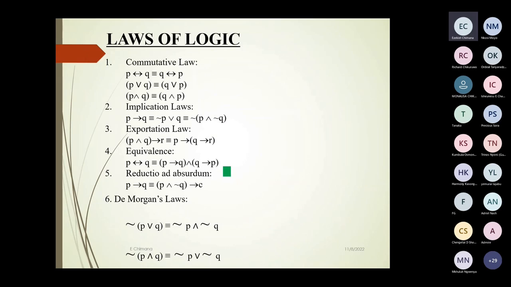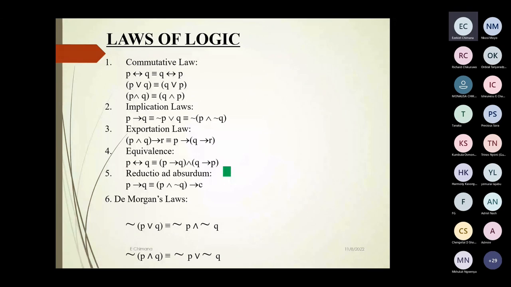So there is what we call the laws of logic. I don't know how you are going to know them, but you need to know them. I don't know if cramming is going to help you, but if you keep on practicing them, I think it will also help you. So there is the commutative law. There are implication laws. There is the exportation law, the equivalence, the reductio ad absurdum, and the De Morgan's laws.